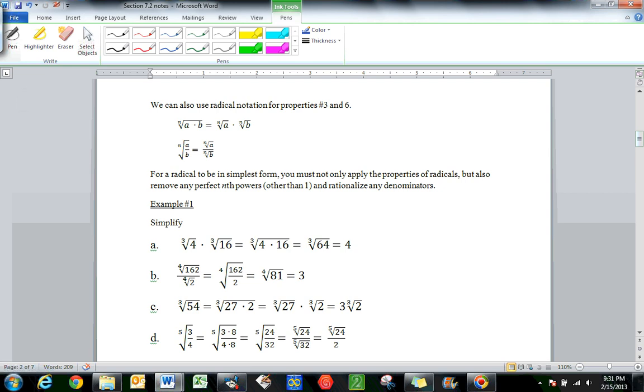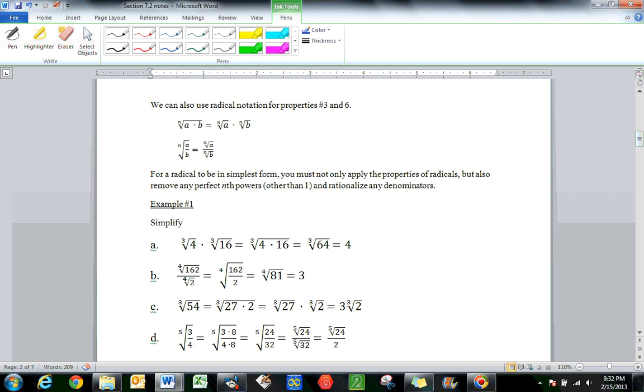As we move further into this lecture, on the previous page of notes we were dealing with rational exponents, but we also have radical properties that we're going to have to deal with, since we now have the ability to rewrite rational exponents as radicals, and we can also rewrite radicals as rational exponents. Now, we've dealt with radical properties before.